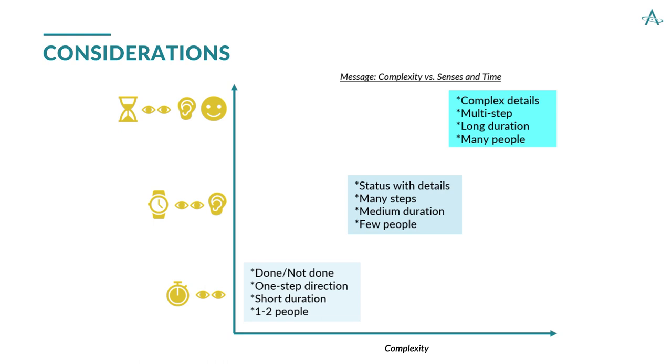Now let's up the complexity. Let's look at our status report that has details, that has many parts, many steps, many sections, some medium duration to go through. And let's say you're talking about three or more people, 3 to 5, 3 to 7, a few people. Well, now we might want to increase the senses, including an audio recording or a short screen recording, or even a quick meeting.